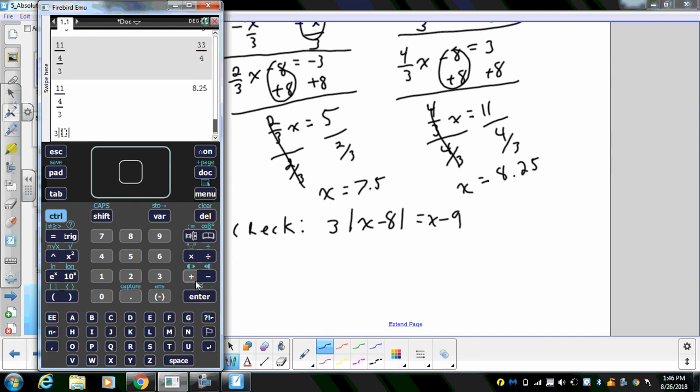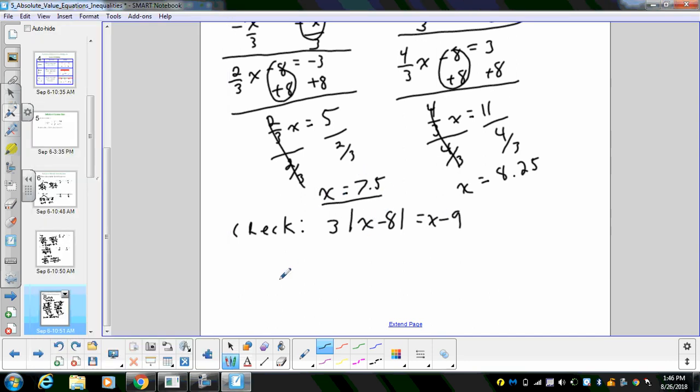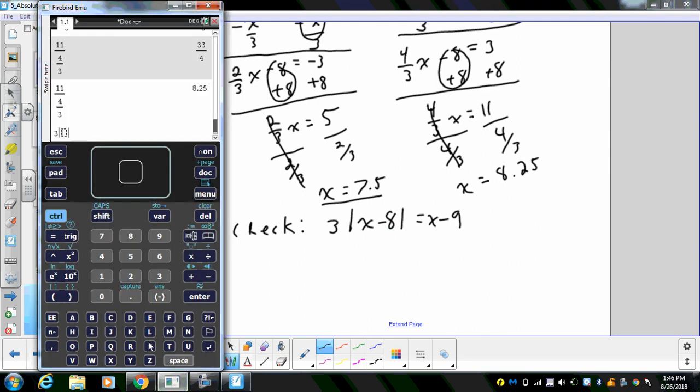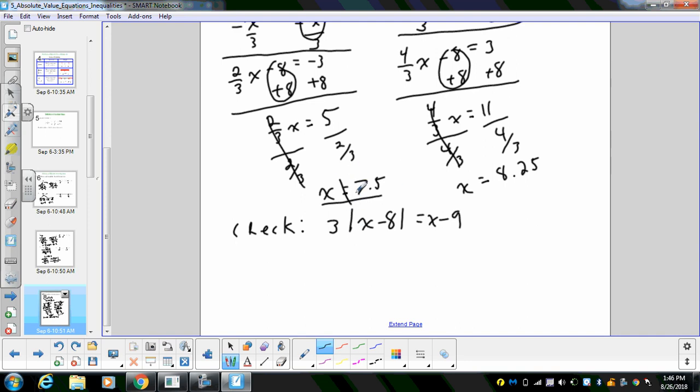All you gotta do is select that, type in what you see, except instead of an x, I'm going to replace it with the first solution, which was 7.5. It's going to be 7.5 minus 8, and then arrow out of the absolute value equation. Type the equal sign, which is right below the control, and type the second part, but again replacing the x with 7.5, so you do 7.5 minus 9. Now watch what happens when you hit enter. It tells you it is false. So this actually does not work. So this is not a solution.